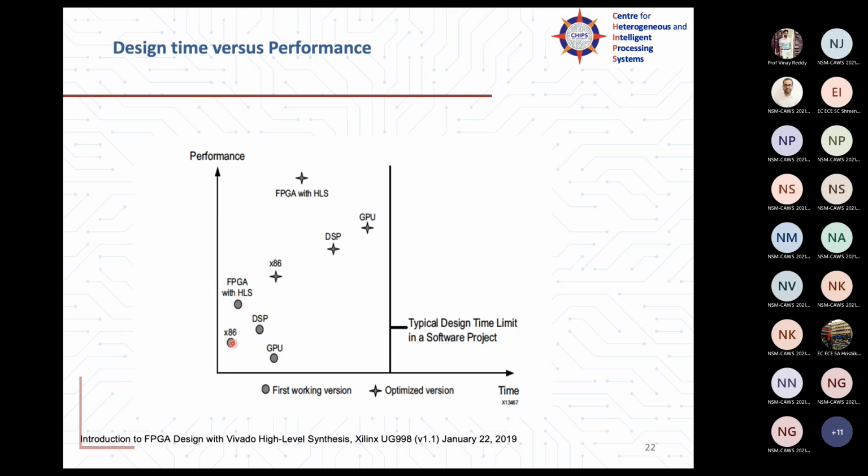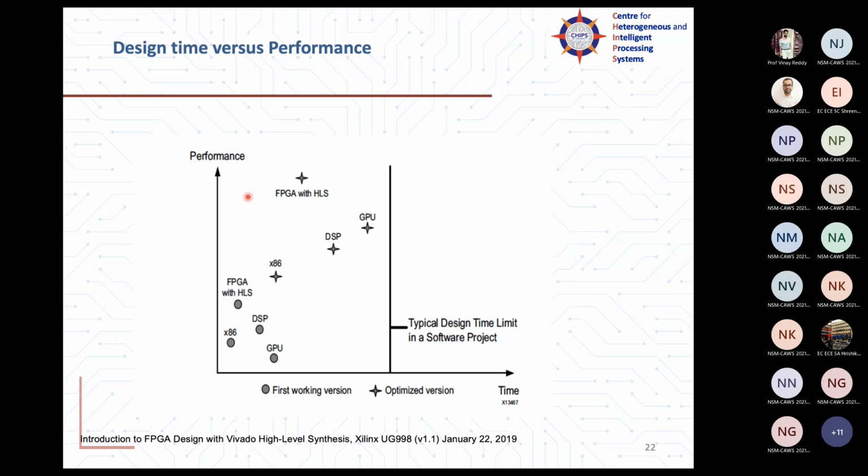So what you saw with x86, you can reuse pretty much the same code with FPGAs, but it gives you significantly better performance. So even the first working model with high-level synthesis is much better than what it is with CPUs, GPUs, and DSPs. And of course, if you play around with the tool, play around with optimizations, you definitely get better performance with even less effort as compared to DSPs and GPUs.